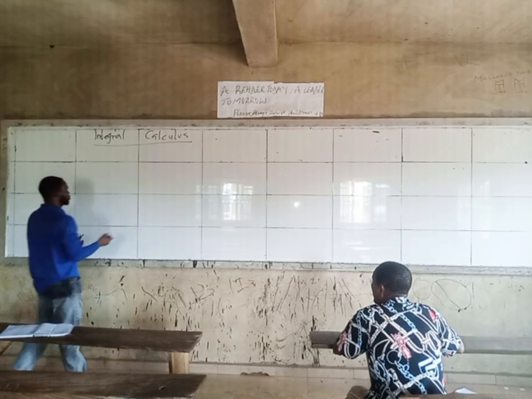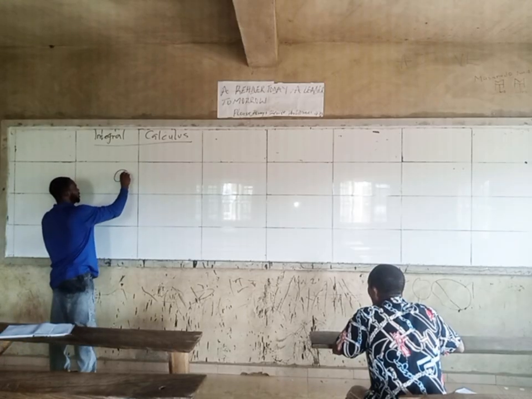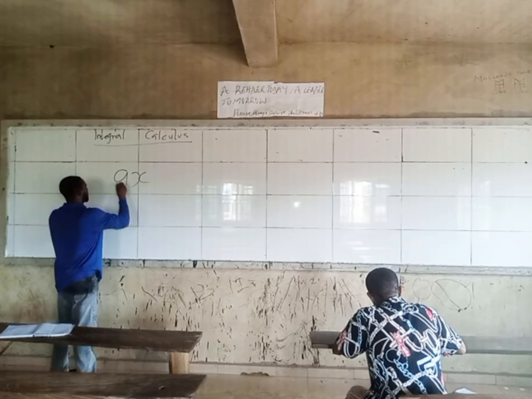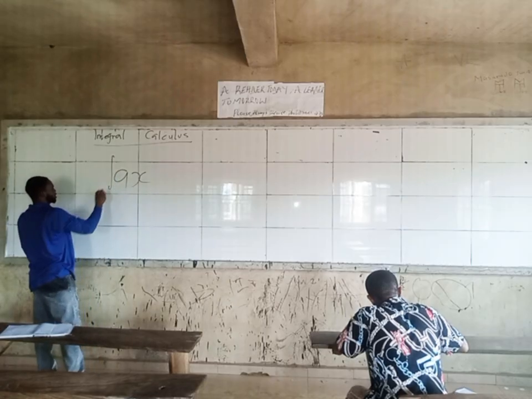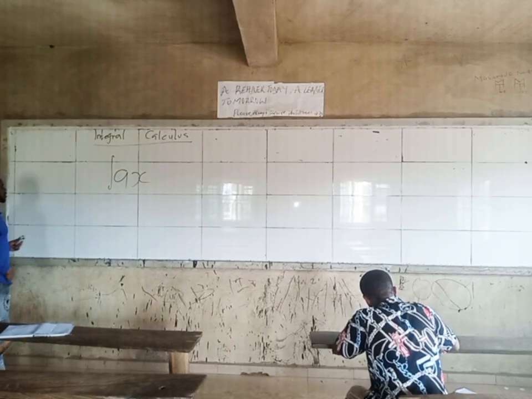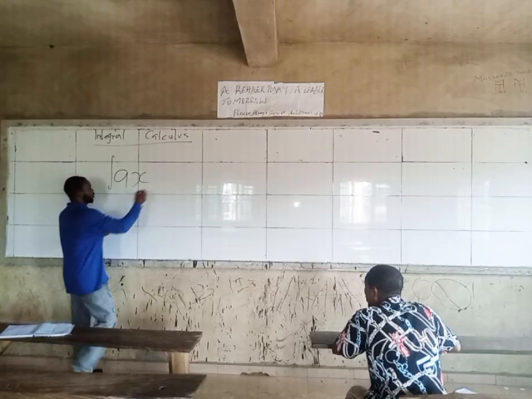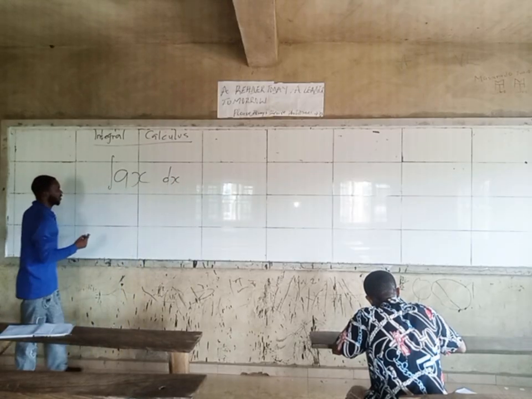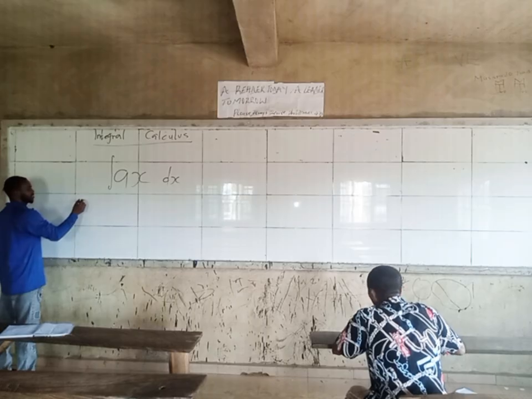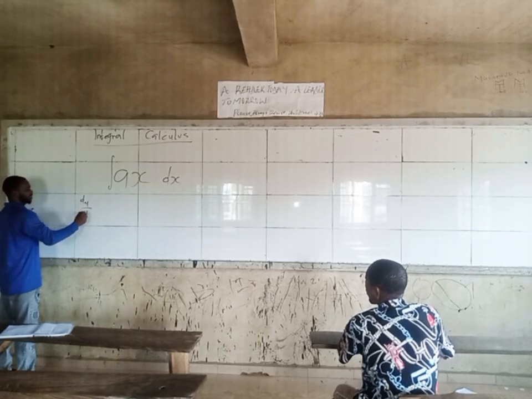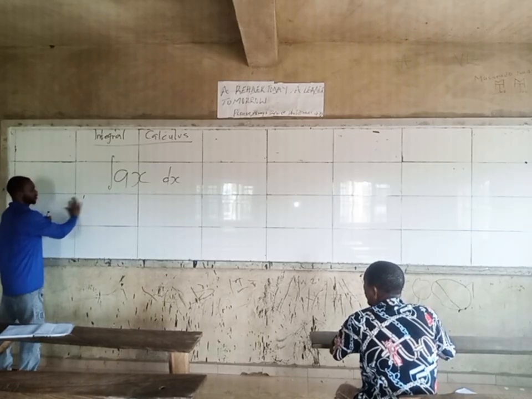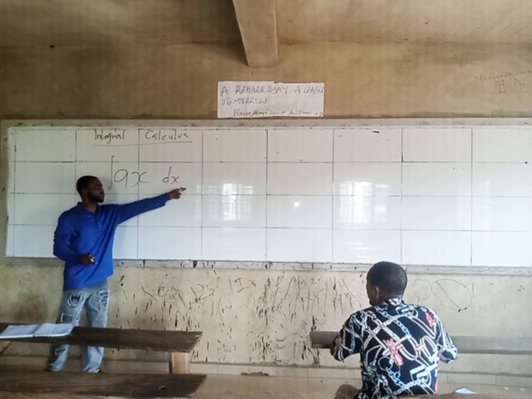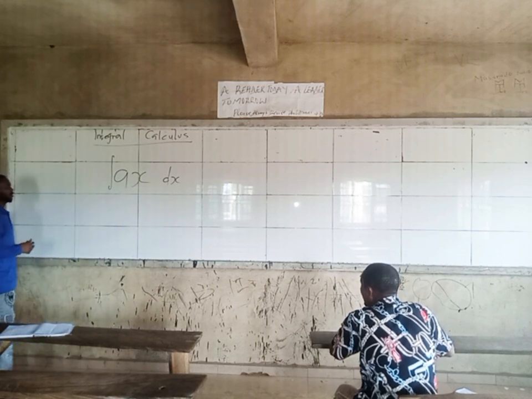Say, for example, if I have ax and I'm going to integrate this, to integrate ax with respect to x. Notice that if it's differentiation, we normally write it like this, maybe dy over dx. But when it's integration, the dx is always written this way. So you need to know that.